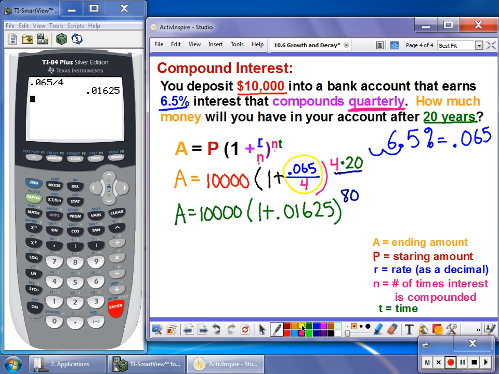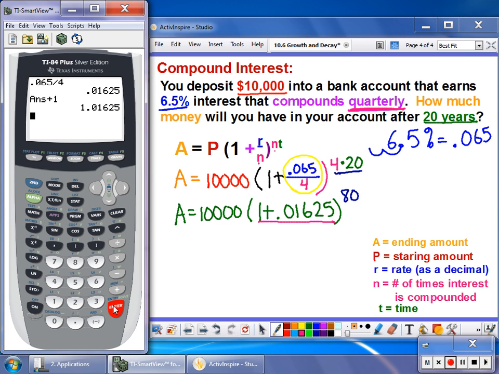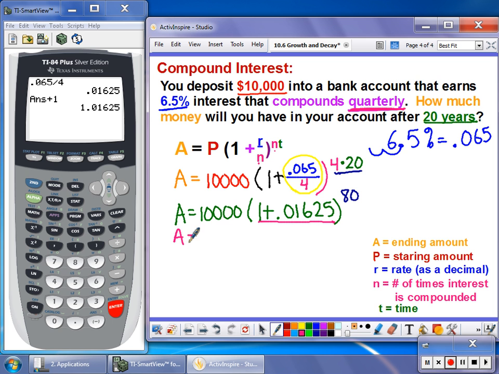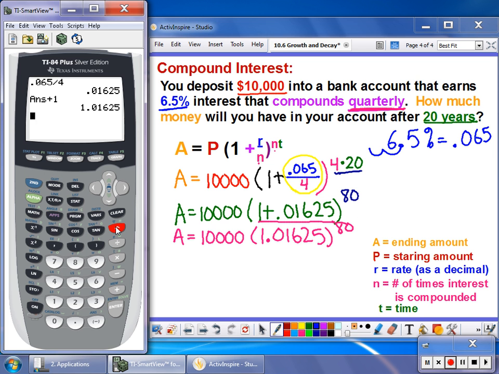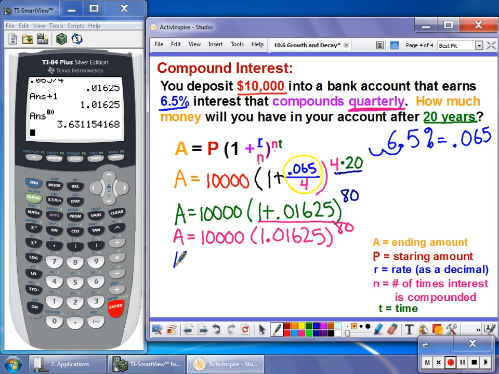Now, next step in order of operations, what's in my parentheses? So I'm going to take this decimal and I'm going to add 1 to it. So I have 10,000 times 1 plus, I'm sorry, not 1 plus, 1.01625 to the 80th power. My next step is going to be to raise this to that exponent of 80, which gives me 10,000 times 3.63115. And again, I'm not going to write the big long decimal.